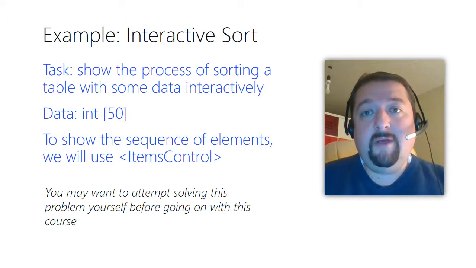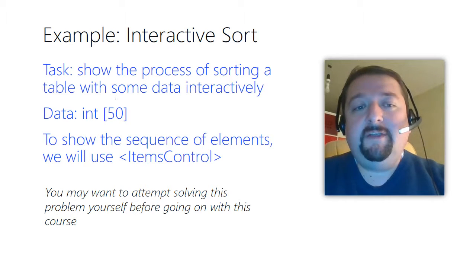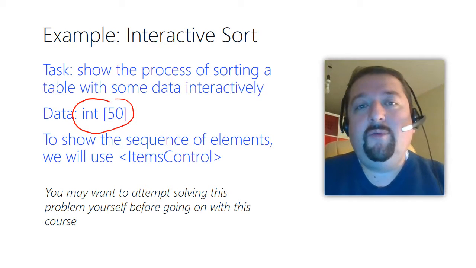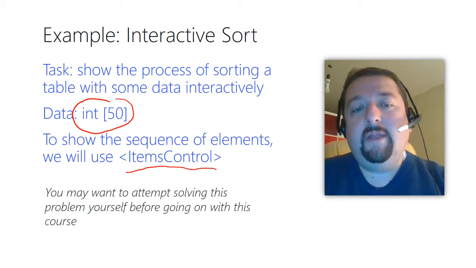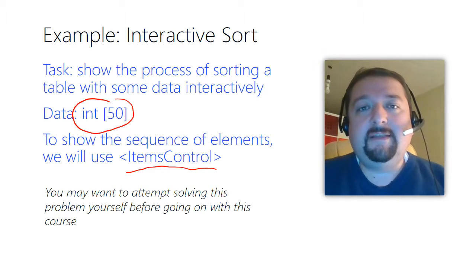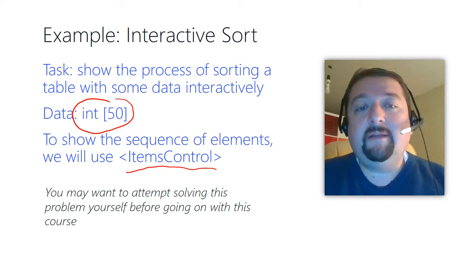So last time we saw an example of sorting an array interactively in our user interface. The way it was done is we declared some collection. To begin with, we used an array of integers. We declared it in our page, and we showed it on the screen using an ItemsControl element. I think last time we used a ListBox, but we can use the similar element called ItemsControl.